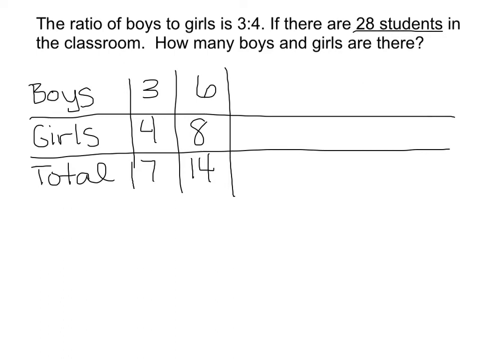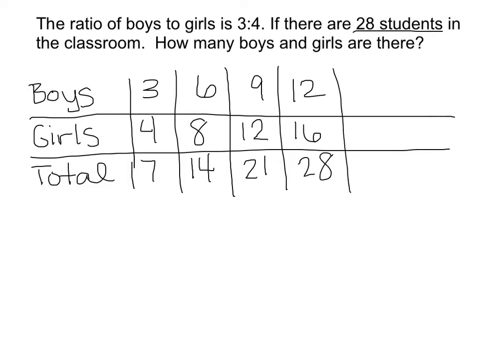So, for every 3 boys, there are 4 girls. So that means for 9 boys, there are 12 girls. And that would be, let's see here, 9 plus 12 would be 21 total students. We're getting closer, but we're not quite to 28 students yet. So, let's remember, for every 3 boys, there are 4 girls. So let's add 3 more boys to make 12 boys. And then for every 3 boys, there's 4 girls. So 4 more girls would be 16 girls. And then let's add 12 plus 16. This would be 28 students. Well, there we go. That's what we're trying to solve here.